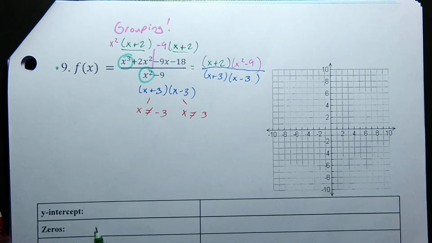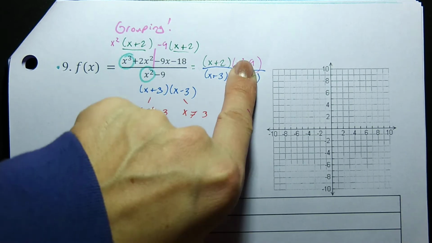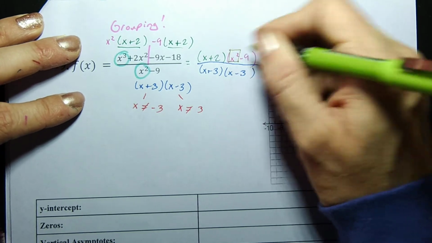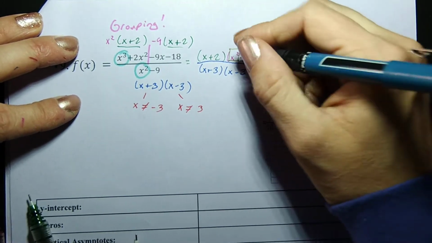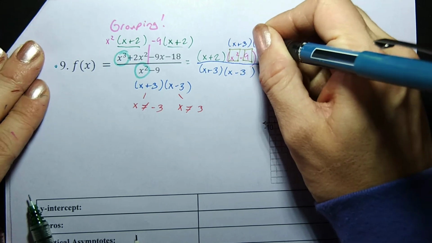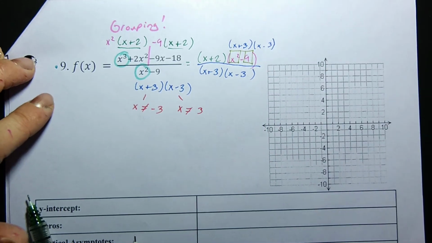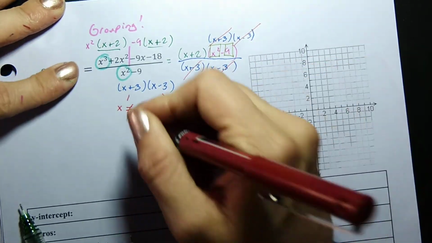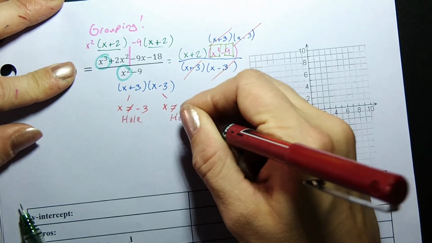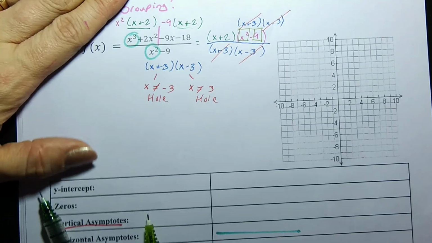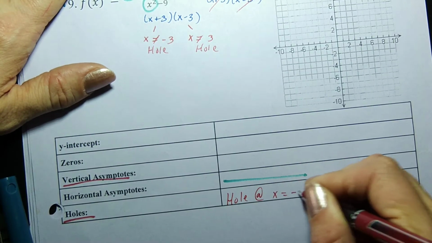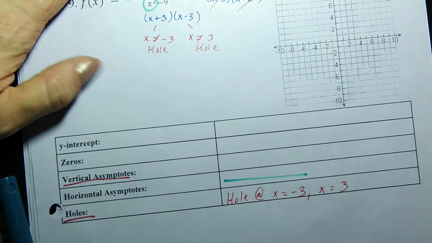Because if we look at this, it's like, well, nothing cancels out. Maybe they're both vertical asymptotes. I can factor this a step further. What a gross problem. I'm glad we're doing this one together. So difference of squares, we can break that into x plus 3 and x minus 3. So what happens to both of those restrictions? They both cancel. Quote unquote cancel. So I got a hole at negative 3 and I've got a hole at positive 3. So hole at x equals negative 3, x equals positive 3.